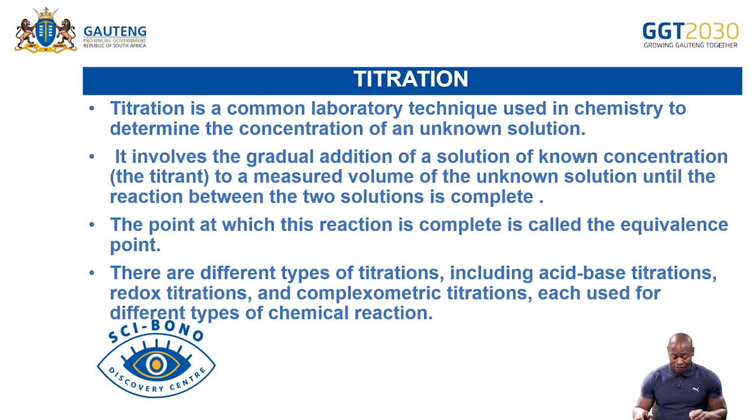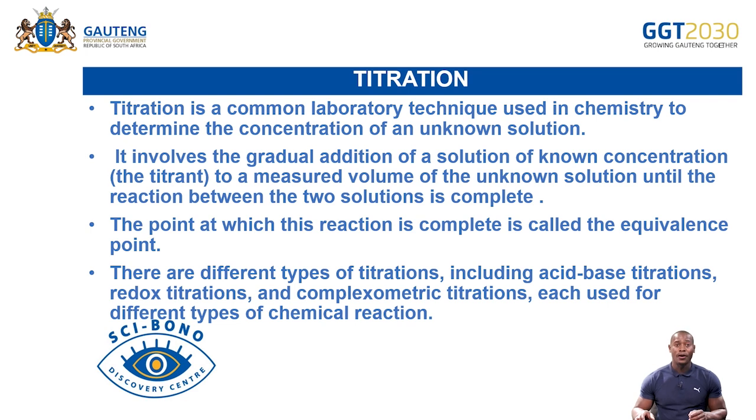Right, so when it comes to titration, what you need to know is that titration is a common laboratory technique used in chemistry to determine the concentration of an unknown aqueous solution. For example, if you have an acid-base reaction, an acid and a base, and you know the concentration of an acid, you can determine the concentration of a base through titration. It involves the gradual addition of a solution of known concentration, which is the titrant, to a measured volume of an unknown solution until the reaction between the two solutions is complete.